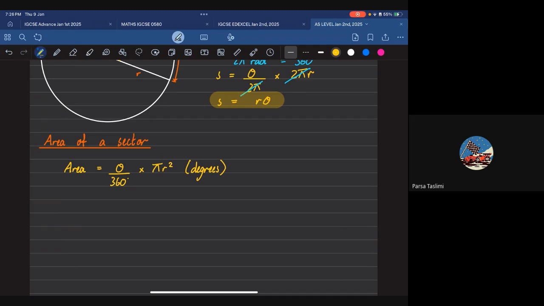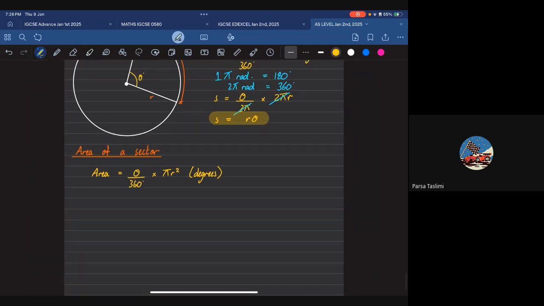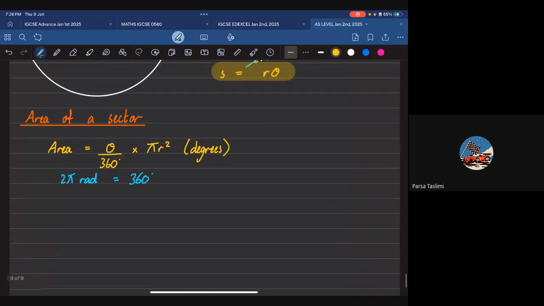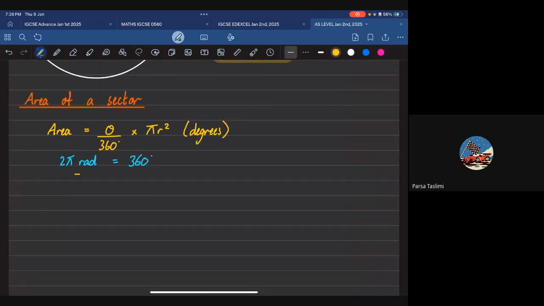Now, the same conversion is going to take place. 2 pi radians is equal to 360 degrees. I can copy that down below over here as well. 2 pi radians is equal to 360 degrees. And what you're going to have is that the same area is going to be theta over 2 pi times pi r squared.